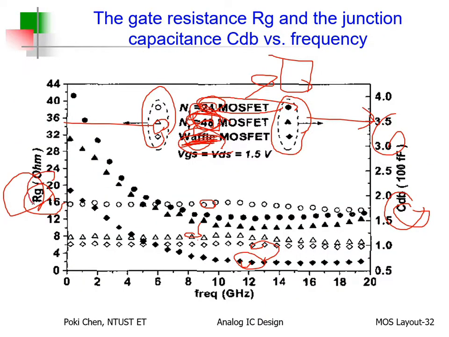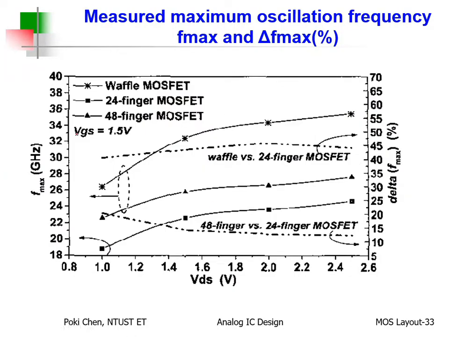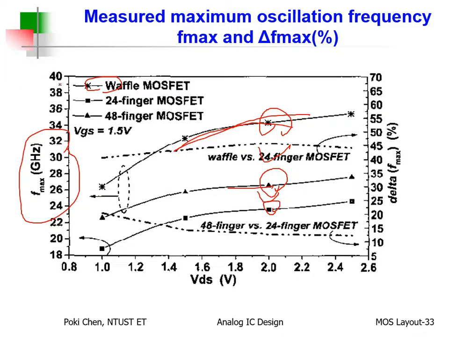So not only for resistance and capacitance does waffle make the best, but also for frequency. If again you look at the maximum frequency, who gets the best? Waffle, right? Here is the operation frequency. The star is better than triangle, than square. Yeah, here. This one is the best. Then 48, then 24.